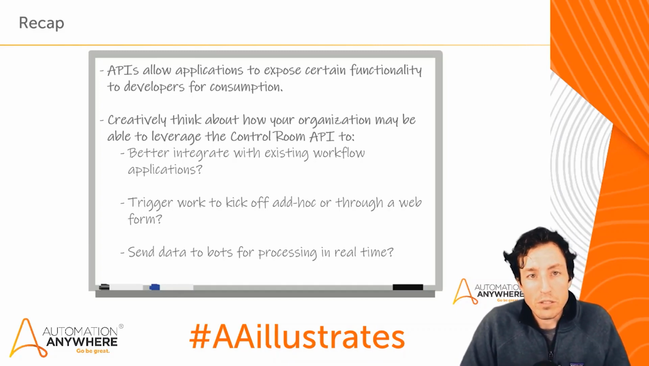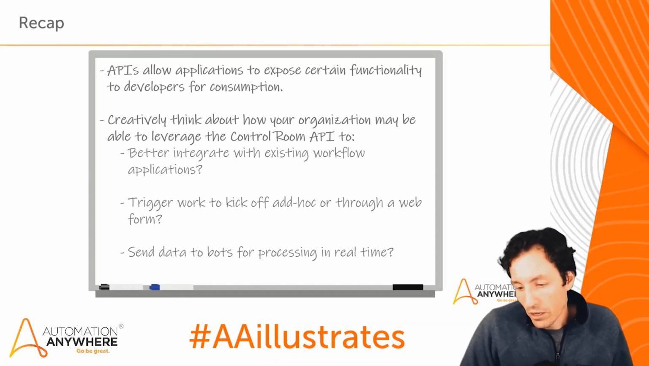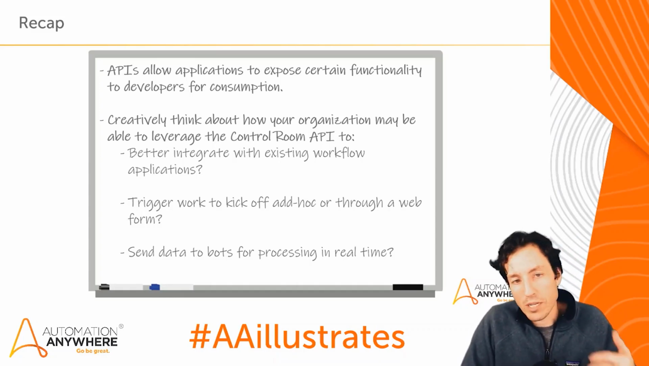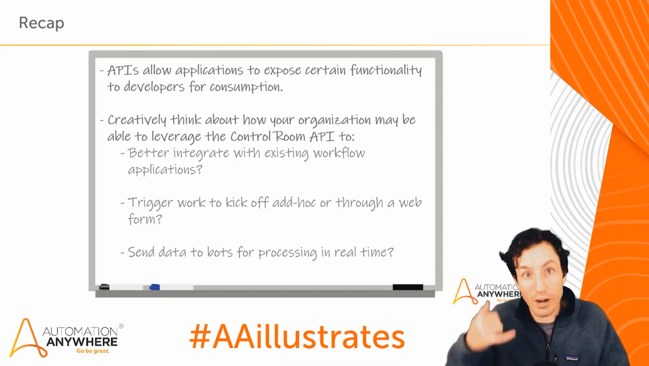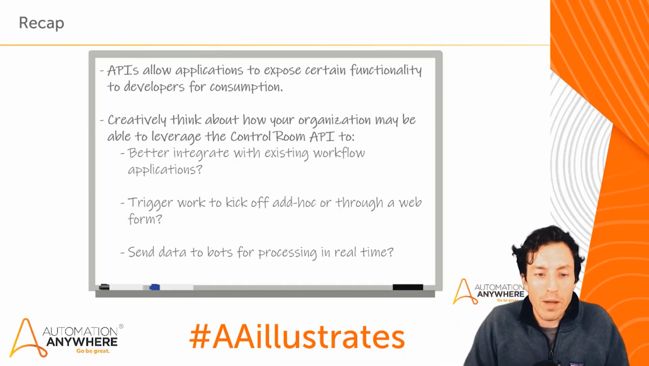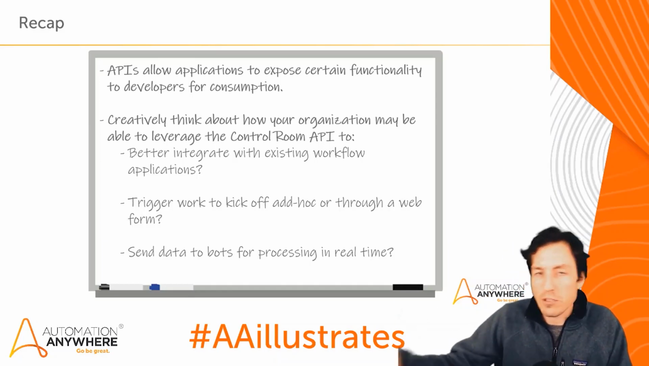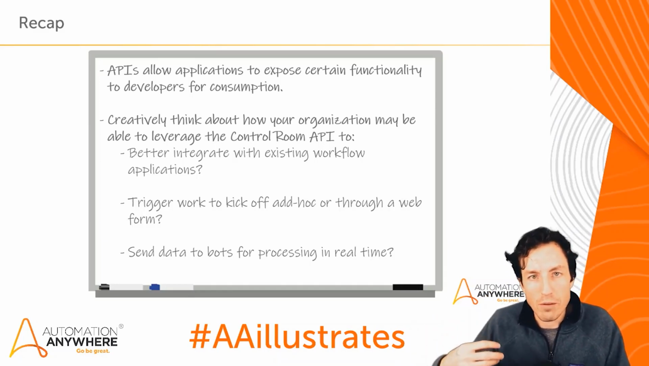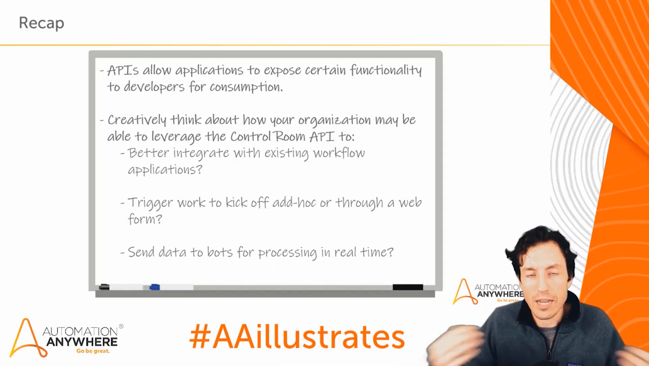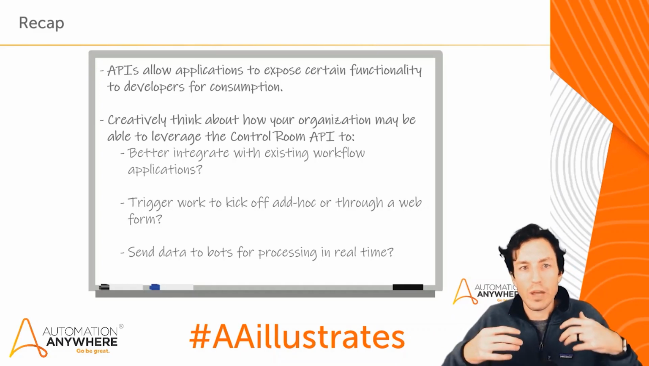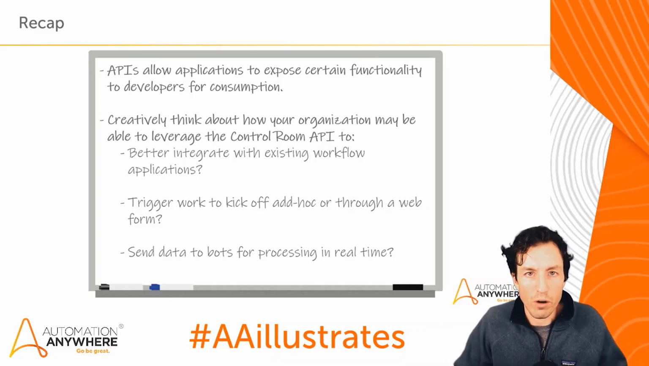And then finally, sending data to a bot for real-time processing. If I'm working at a call center and I need a bot to go fetch some information or take care of a task while I do something else, or actually listen to the customer, I could send a couple of values to a bot. The bot goes off and runs. It sends me an email back or somehow gets that data back to me, and I can then take action accordingly. So those are different use cases of using the control room API to expand on what you're already doing with your RPA initiatives.